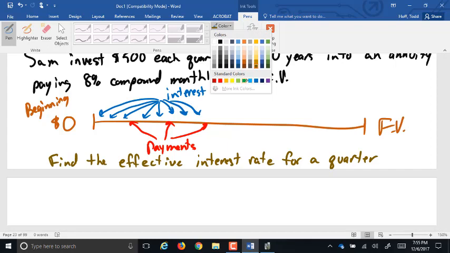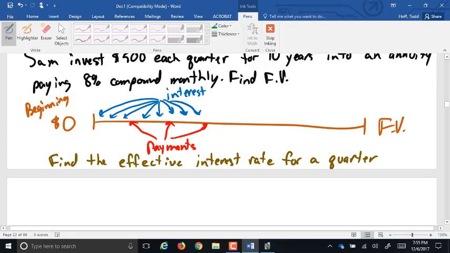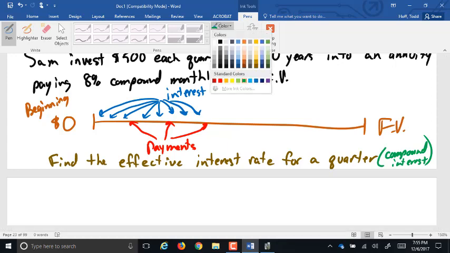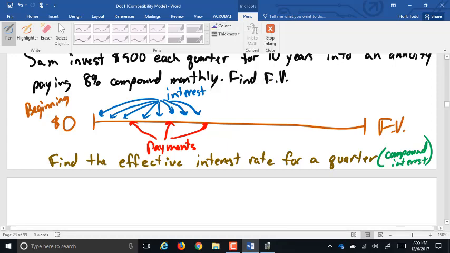Do you remember how to find the effective interest rate for a quarter? This is effective interest rate. It's compound interest from last week. Remember, there's two cases. If it's more than a year, what do we use for our time? 1 year. If it's less than a year, what do we use for our time? The actual time. So what do we have to use for our principal? It doesn't matter, right? We pick whatever we want to. I'm going to pick $10,000. Makes my life a lot easier.